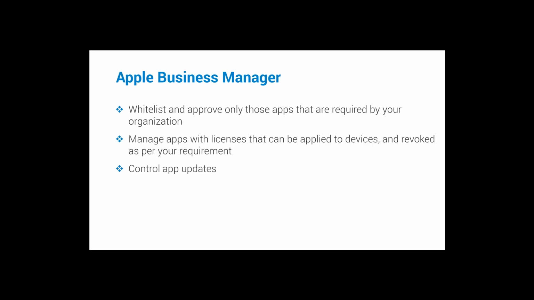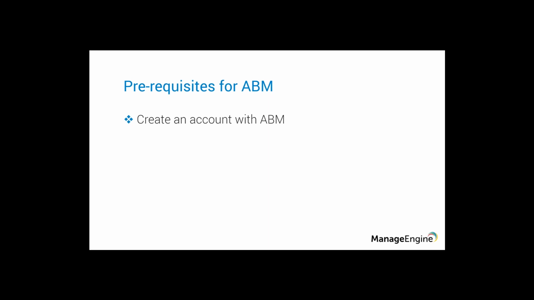Let's take a look at Apple's Business Manager program. The Apple Business Manager program allows us to whitelist or approve applications that are required for your organization. You can manage the licenses that can be applied to your devices and can be revoked at any point of time. We can also control the app updates so that your users get the latest app update from time to time.